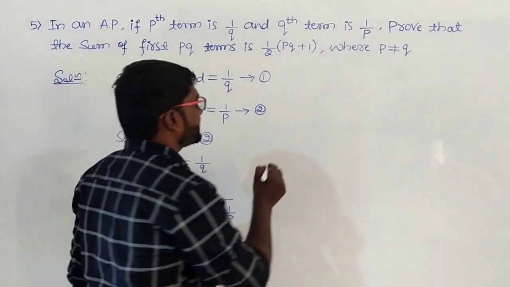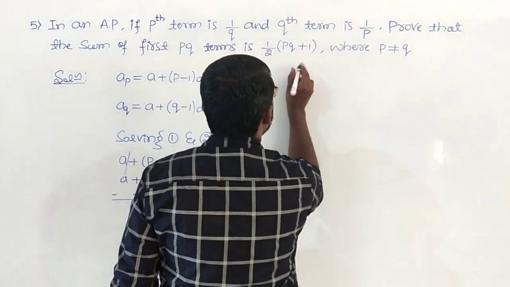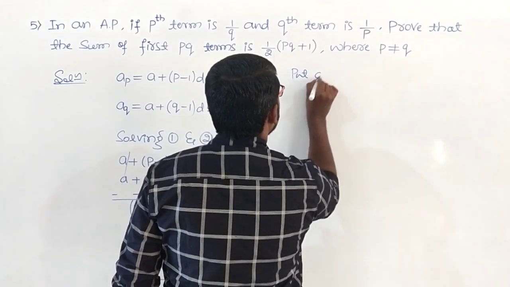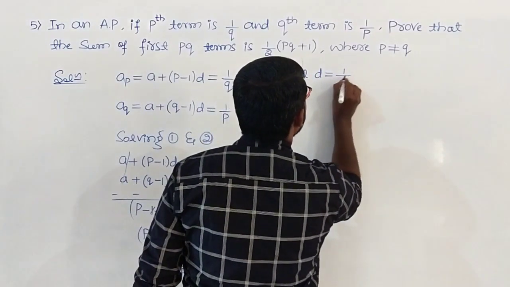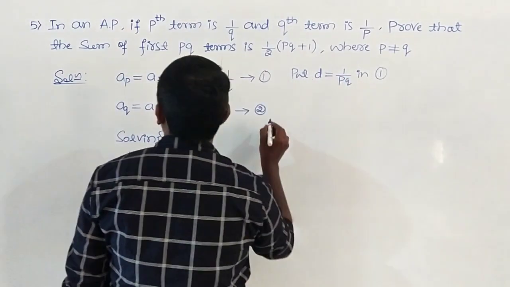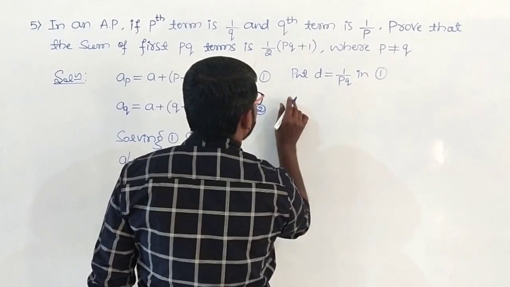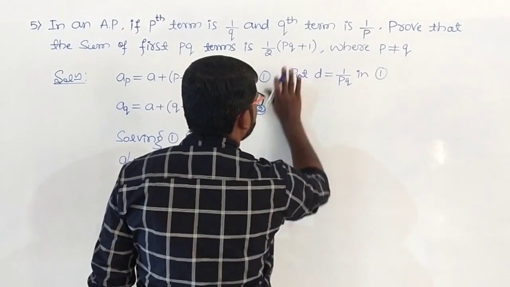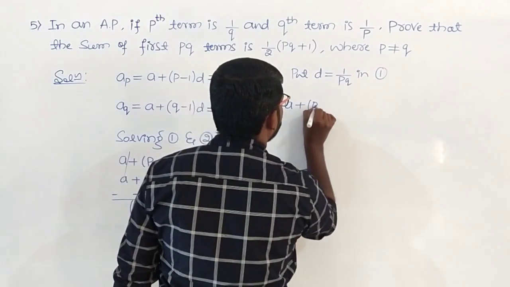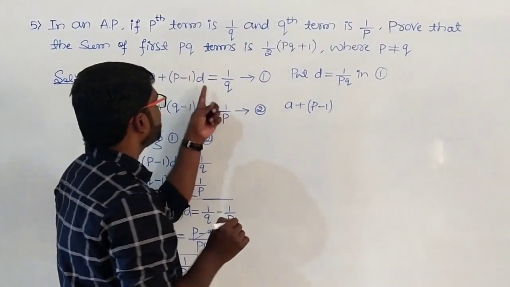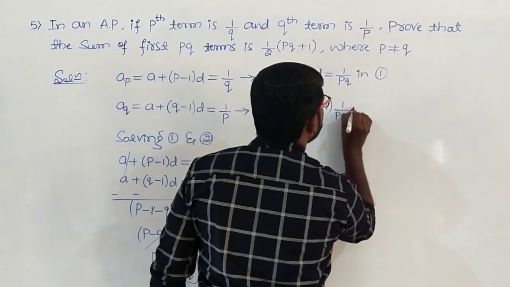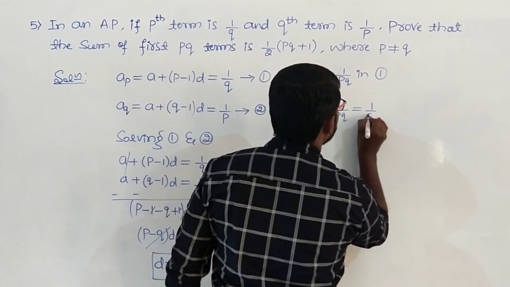Let us go for substituting now. So now put D which is equals to 1 by PQ in equation number 1. So now here A plus P minus 1 into D. In place of D, I will be writing 1 by PQ. So it is 1 by PQ which is equals to 1 by Q.